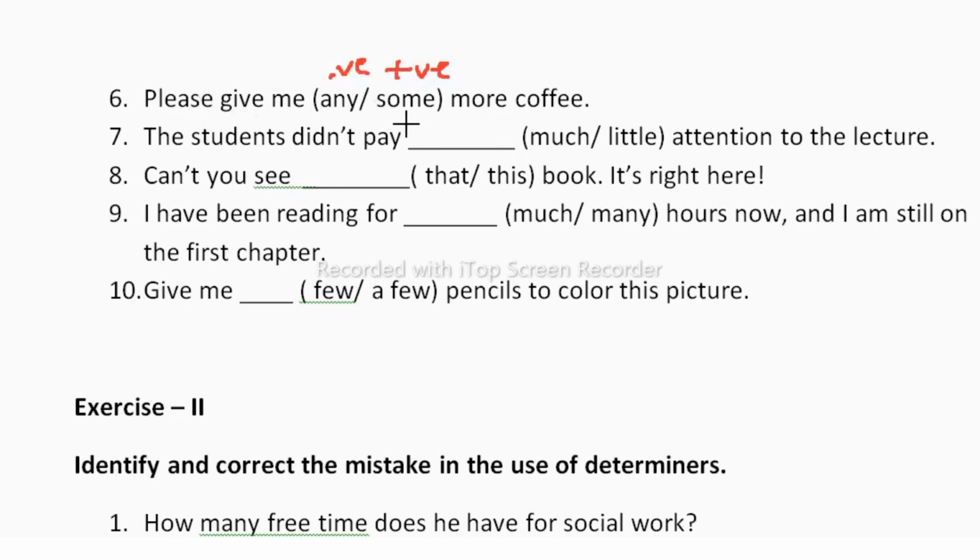Please give me some more coffee. If you want to say "I don't want any coffee" in the negative sense, you can use "any", but here we have to show "some coffee", which is positive sense.